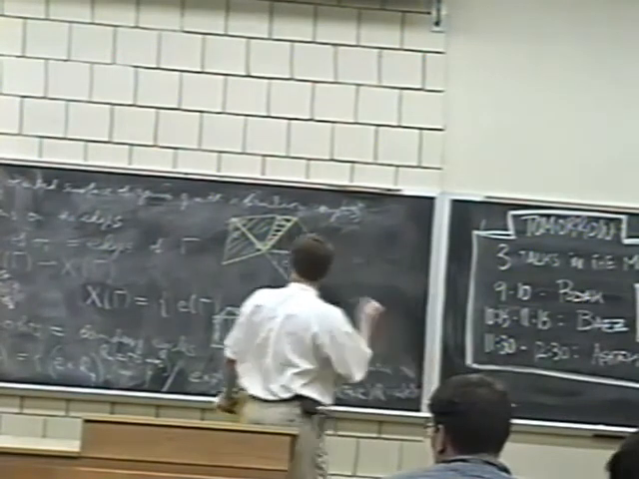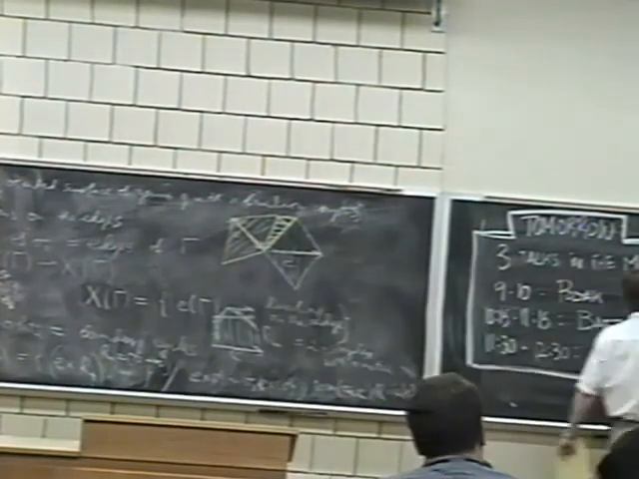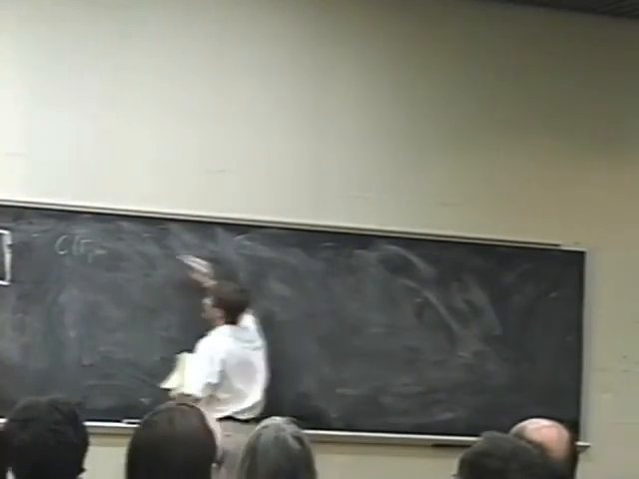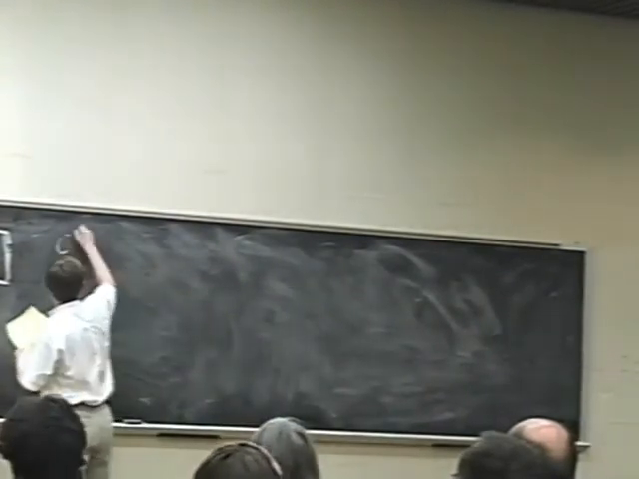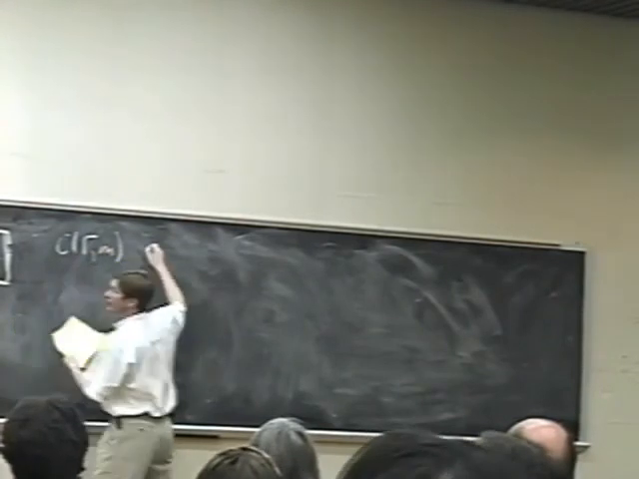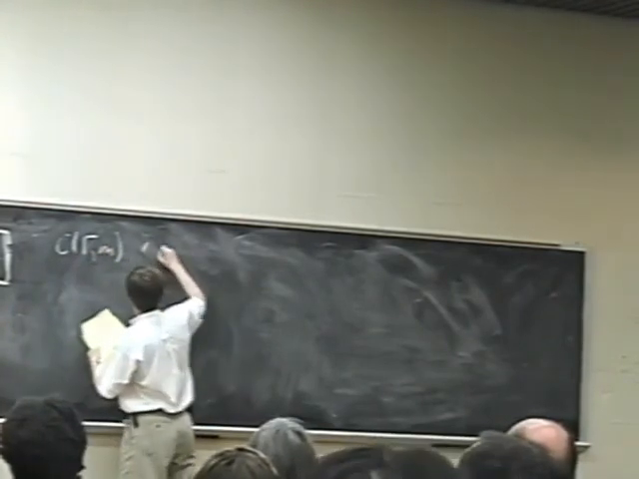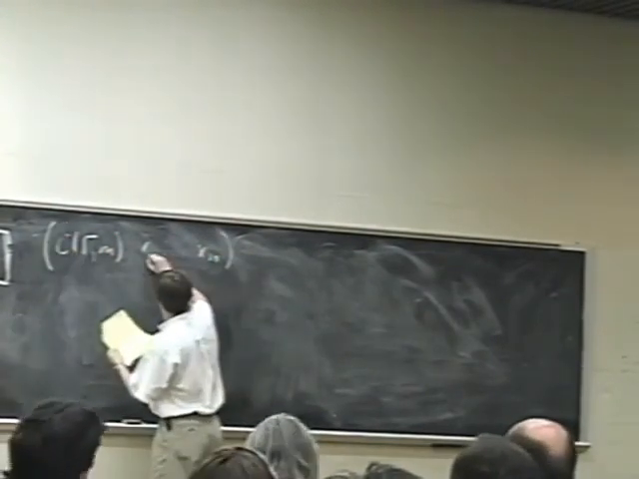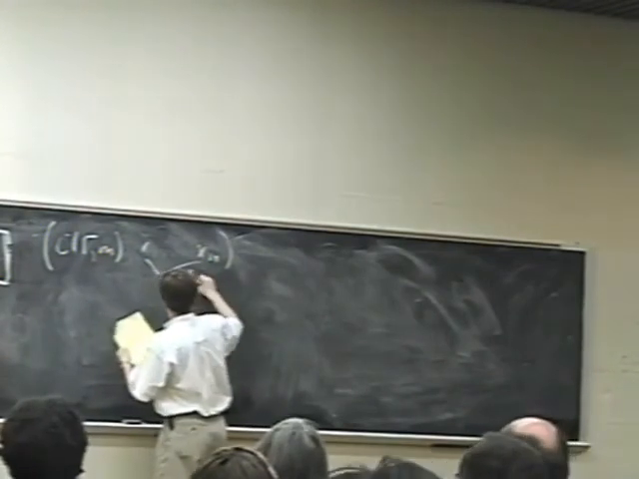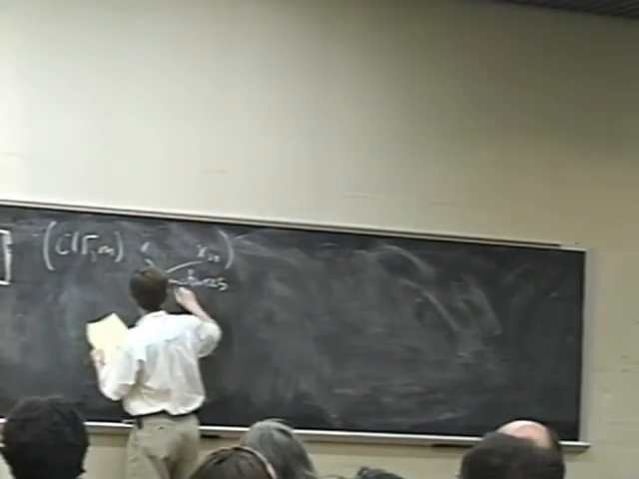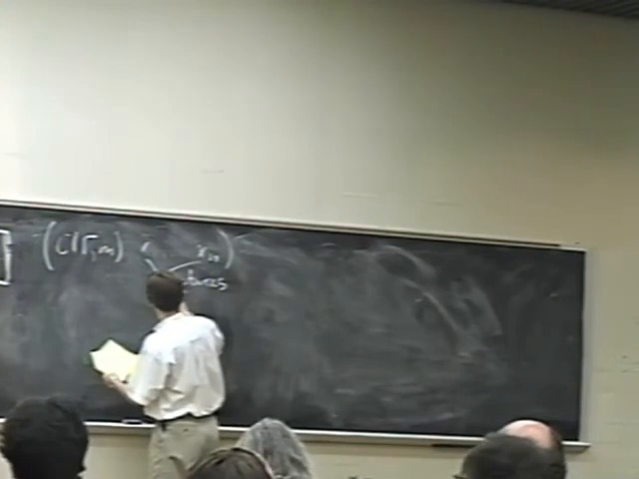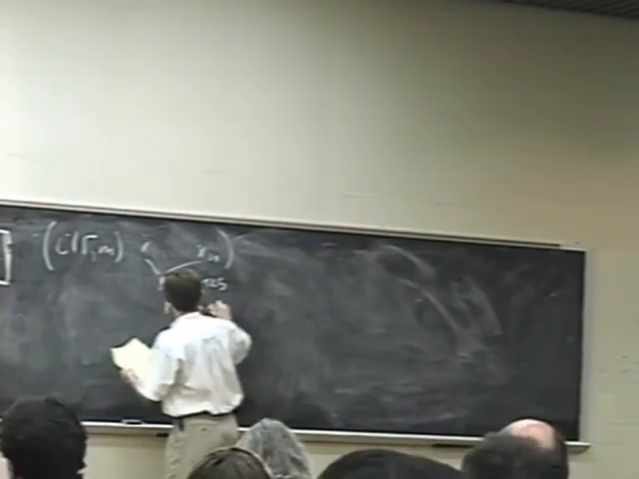Okay, so after this process is completed, we get a Riemann surface C of gamma m. Let me switch to the white chalk again. C of gamma m with some deleted points, or marked punctures, which are those points of infinity, that is, points at infinity in this metric.